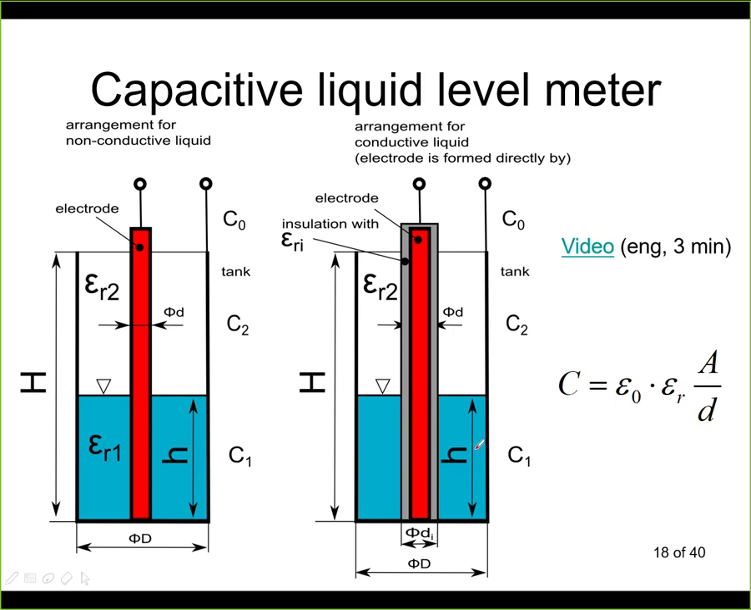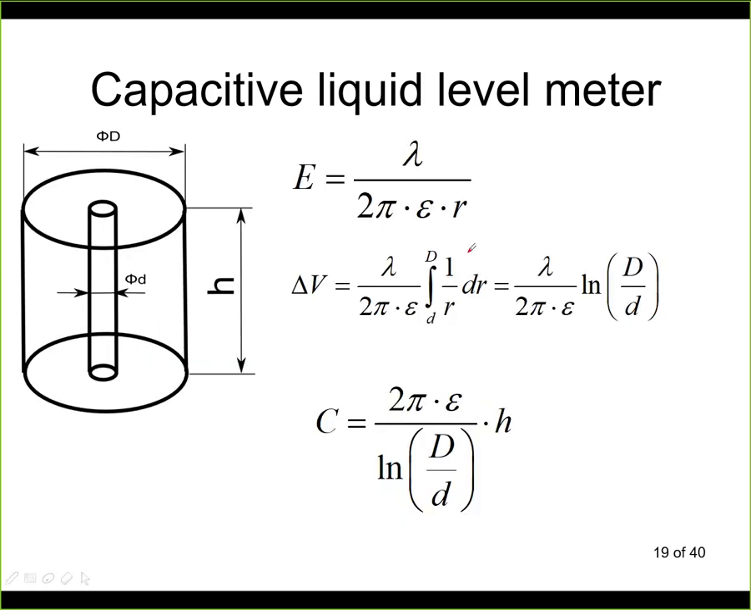So here again we have the same arrangement. We are looking for C1, which is given by the changes of liquid level. C2, as H is increasing, C2 is decreasing, and C0 is the constant capacity of the cables, of the connectors, and so on. So basically what we are looking for is the dependence of the capacity of this cylindrical capacitor on the height here. And now this formula that you see on screen, this is just to show you how this is actually derived.